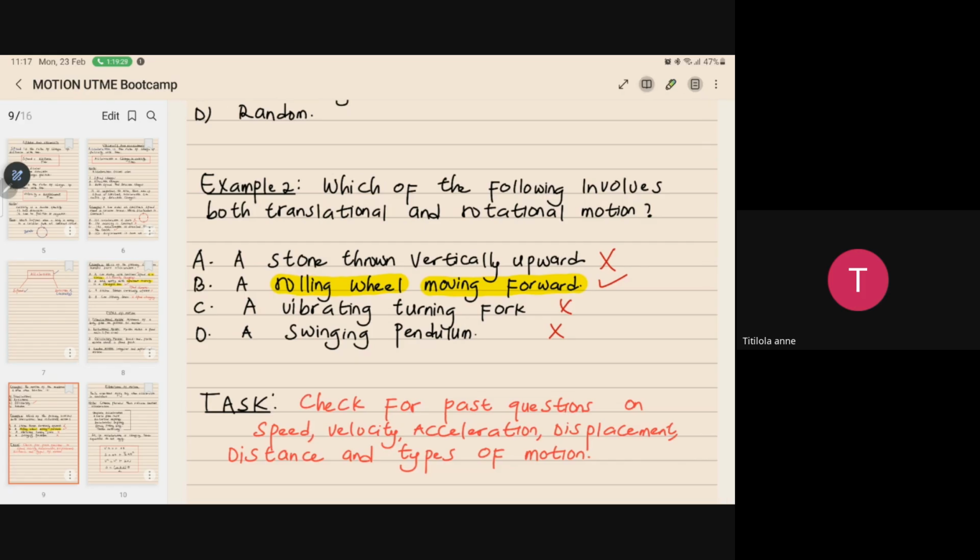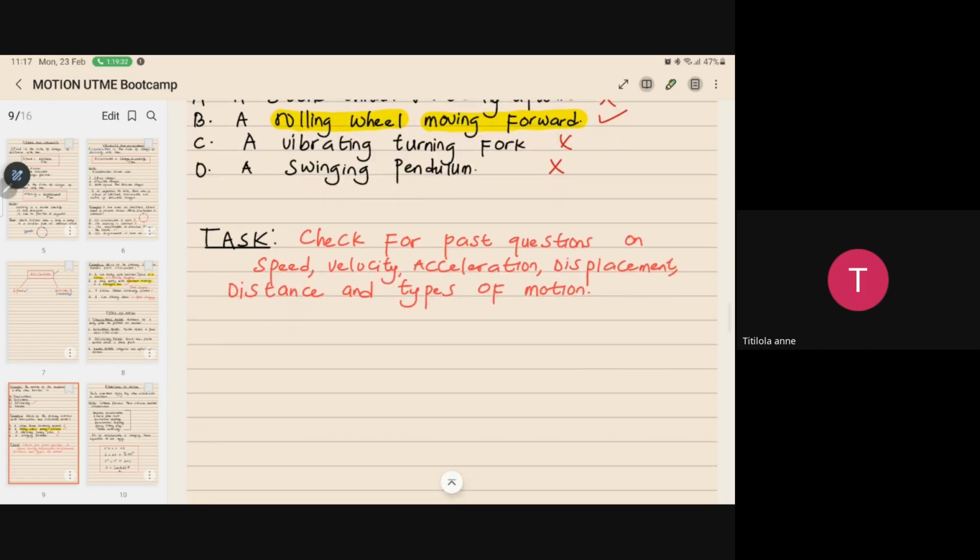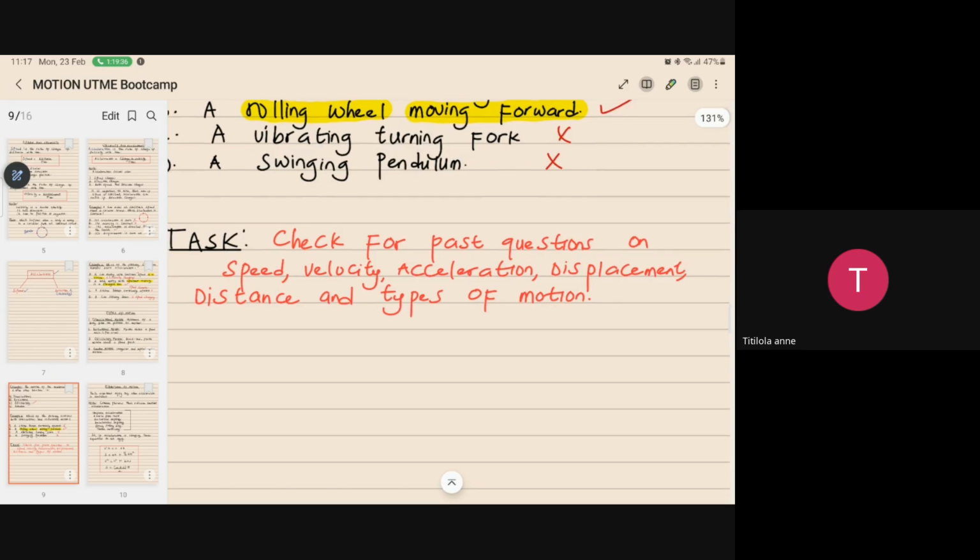So I now said, check for past questions on speed, velocity, acceleration, displacement, distance, and types of motion. That's your work. Go and check for it.